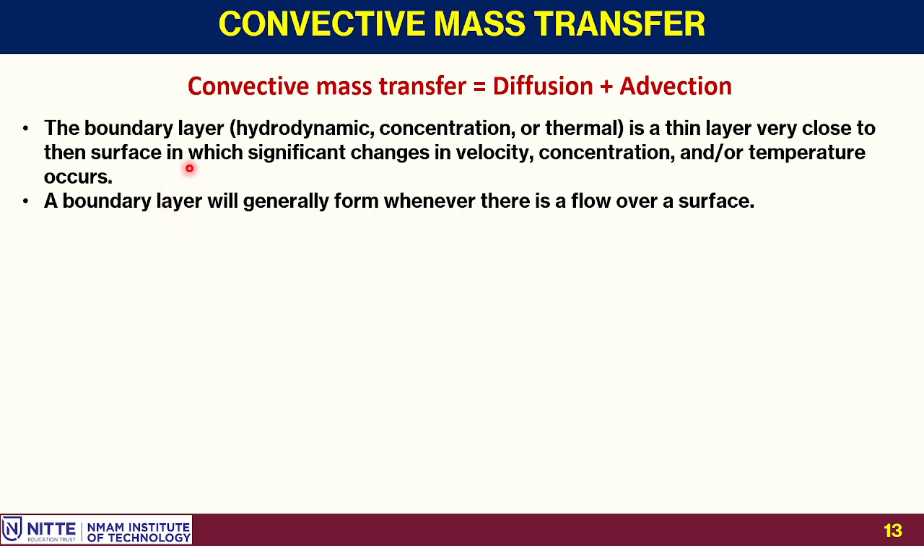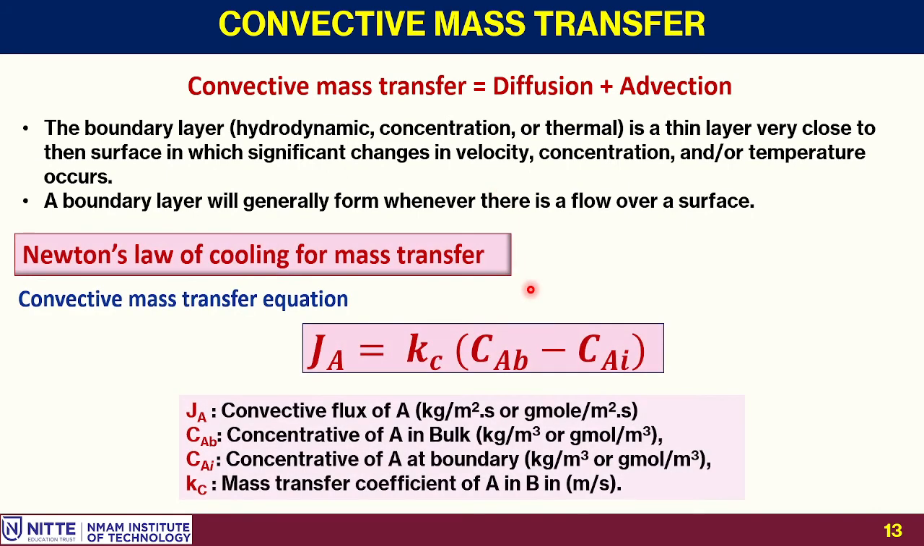Normally this happens at the boundary layer, that is the hydrodynamic or concentration gradient layers. It happens in a thin layer close to the surface, and there this diffusion normally takes place. Whenever there is a solid surface or a contact surface, these boundary layers are bound to happen. We can use Newton's law of cooling, something that we use for heat transfer. It is a very similar equation, and you can use it for mass transfer.